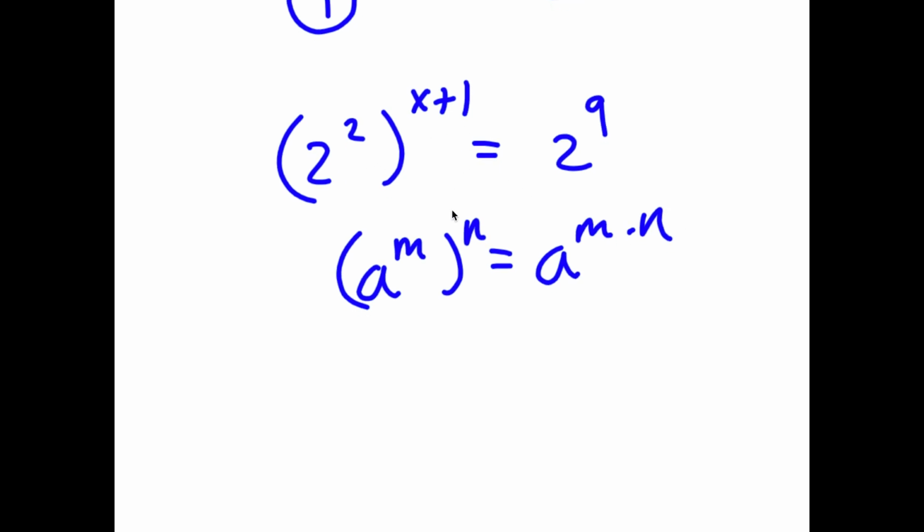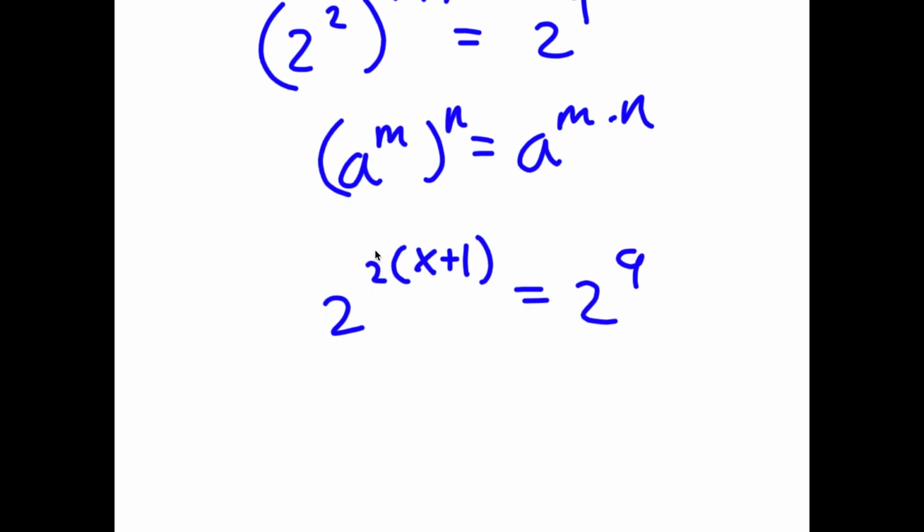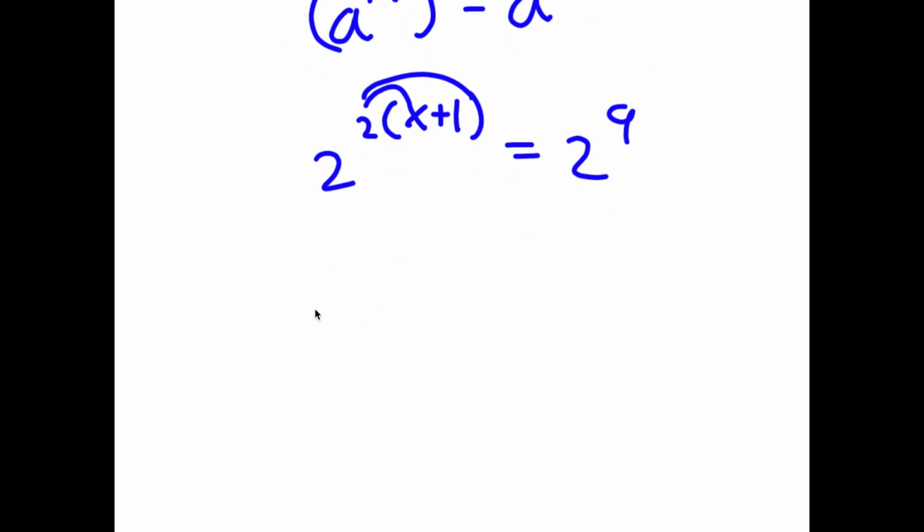So 2 to the power of 2 to the power of x plus 1 is going to equal 2 to the power of 2 times x plus 1. And for 2 times x plus 1, I can simply distribute the 2, so I get 2 to the power of 2x plus 2 is equal to 2 to the power of 9.